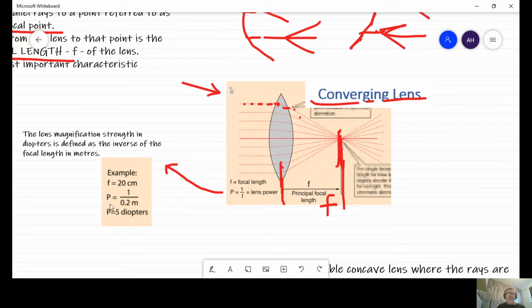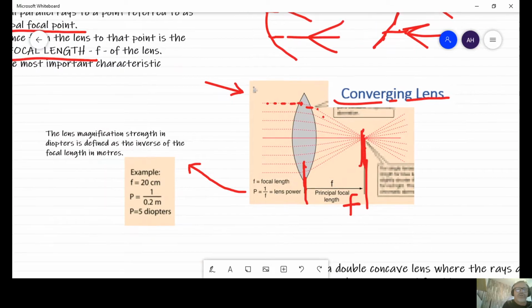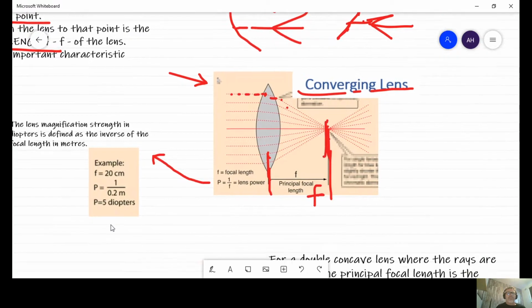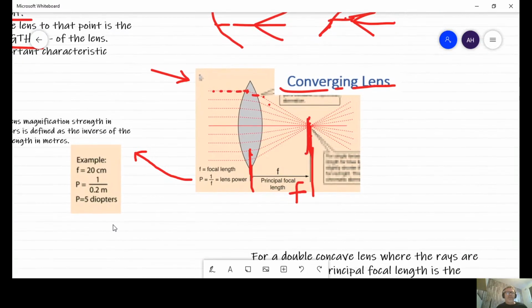Focal length 20 centimeters. The power of a lens is given as P. If you're an optometrist, you use the word diopter, but we're happy to just use magnification power because we're not optometrists. But diopters is the way they describe it. If I have a focal length of 20, the power is just 1 over the focal length. So convert 20 centimeters to 0.2 meters, 1 over 0.2, a lens power of 5. A focusing power of 5, and optometrists would use that to design glasses.